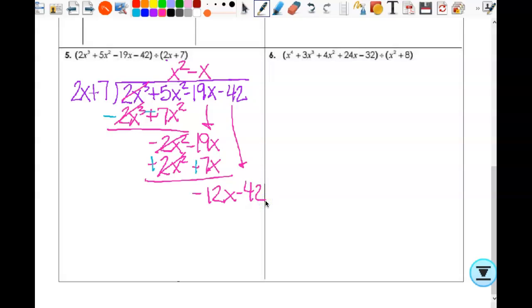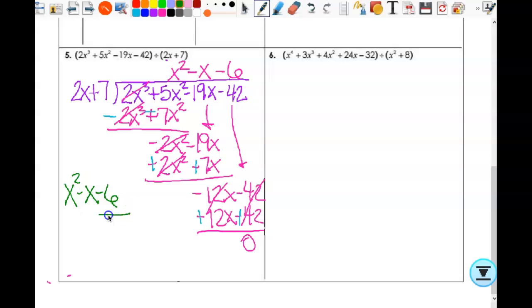Then negative 12x divided by 2x, negative 6. Negative 12x minus 42. Change the signs on both. Those zero out. You get 0. Which means my answer is x squared minus x minus 6.